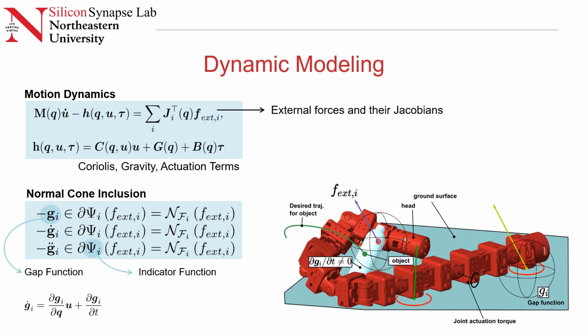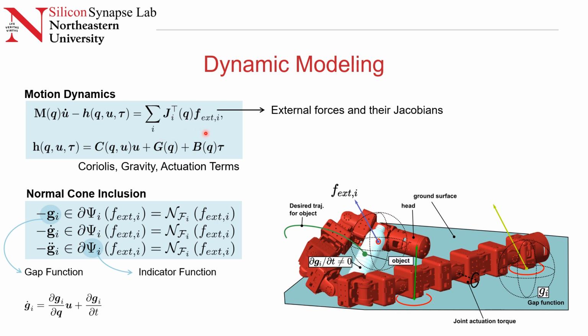Here's the dynamic model of COBRA. M here is the mass matrix. U is the input vector, which is the joint position and velocity. H is the Coriolis, gravity and actuation terms. And this is a function of the external forces and their Jacobians.